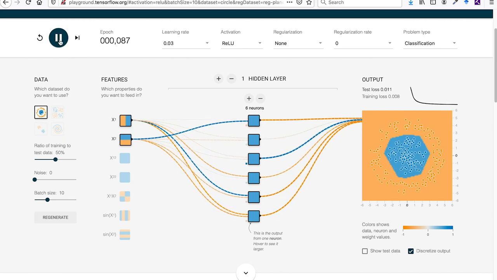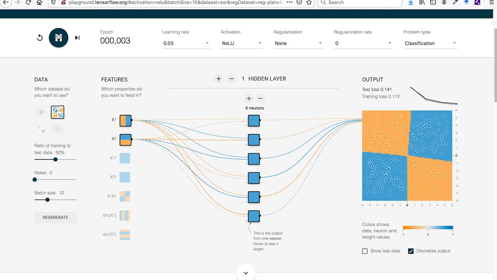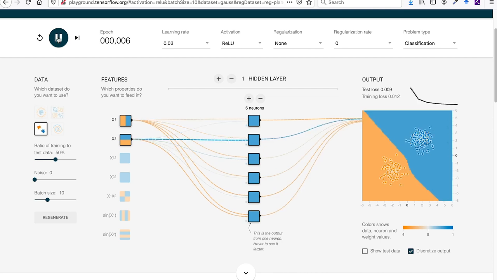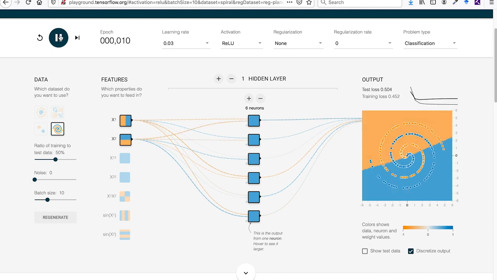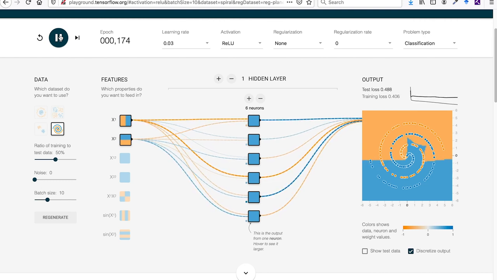And when we start training, we can observe two things. First, that with the ReLU activation, the network converges a lot quicker to a good solution. And secondly, that the solution is a kind of polygon, a piecewise linear approximation of a circle. And we see that for the other data sets, a network like this performs similarly well. And only for this spiral data set does it take a little bit longer for the network to figure out what a good solution might look like.